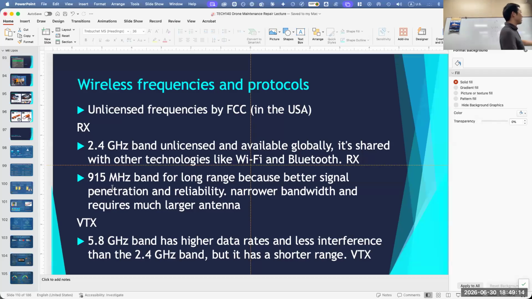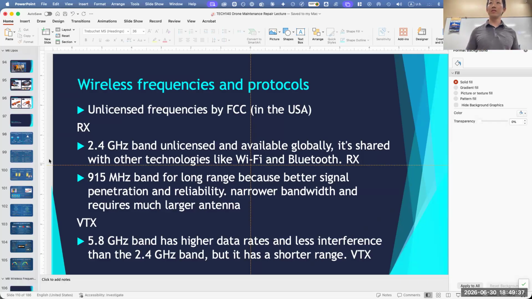But there is a disadvantage. You need bigger antennas. So you've seen those, what is a big radio tower? No, that's transmission. But anyways, you need a bigger antenna. So that's what it is.